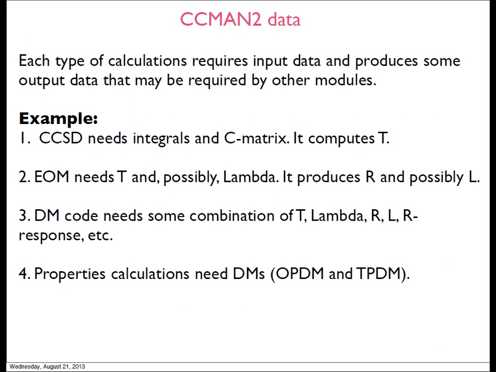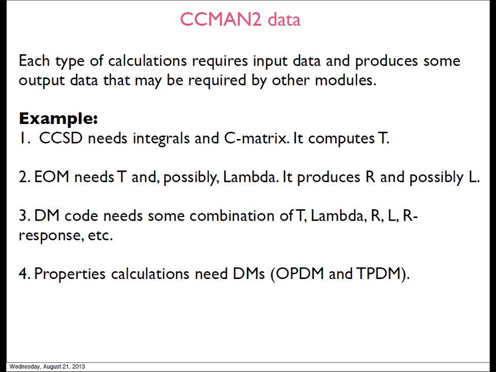All right, so what sort of data do we have? As we briefly discussed on this diagram, each type of calculation would require some input data and will produce some output data. For example, CCSD needs integrals and a reference, and it computes T amplitudes. Equation of motion will need T amplitudes and integrals and maybe lambda, and it will produce right and left vectors. For density matrices, we need all these combinations of amplitudes. For properties calculations, we need to provide density matrices, one particle and two particle.